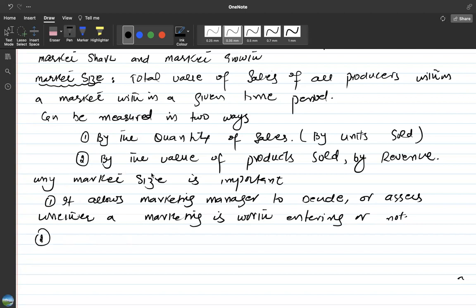Two, it allows businesses to calculate their own share in the market. Out of the total market size, how many products they are selling. It allows businesses to calculate their own market share. How we calculate that, we are going to talk about it.